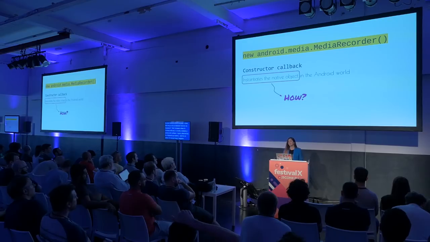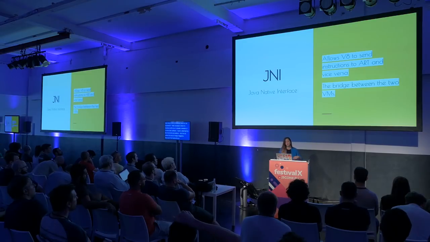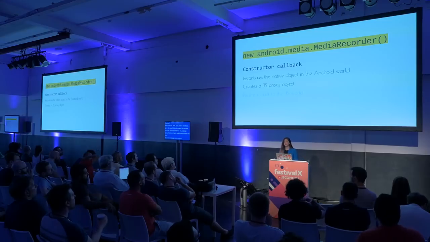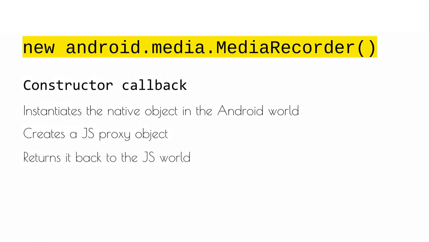Because the NativeScript runtime now creates a native Java object. But how does that happen? Well, we use JNI, or Java Native Interface. And this is basically a bridge between V8 and the running Android runtime, so we can send instructions back and forth between the two. So we create the native object. Then we create the JavaScript proxy object that we're going to discuss a bit later. And we return the proxy object to the JavaScript world.